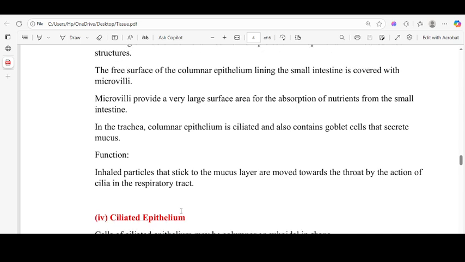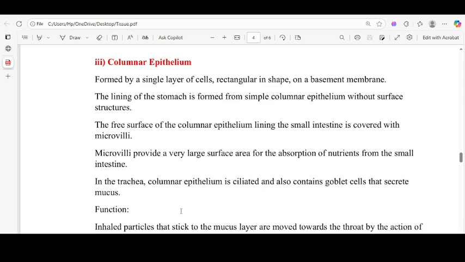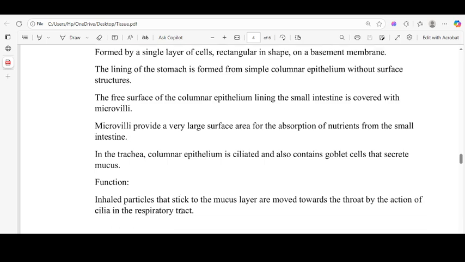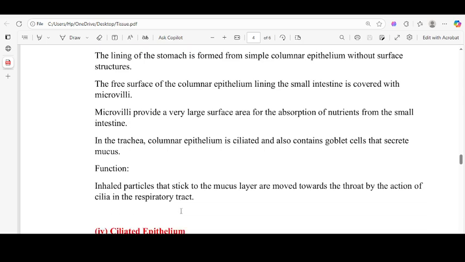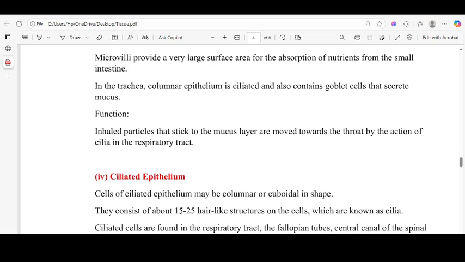Inhaled particles that stick to the mucus layer are moved toward the throat by the action of the cilia in the respiratory tract. Why? Because the cilia are present on the columnar tissue. And the fourth is ciliated epithelium tissue.